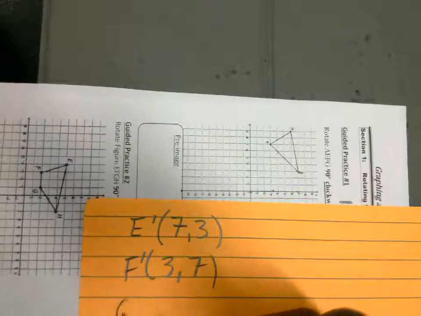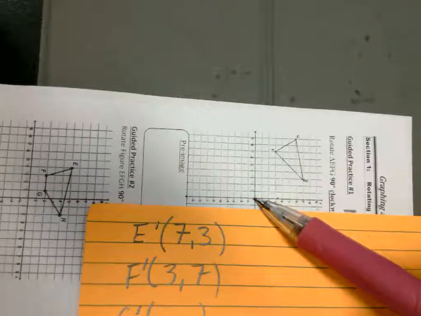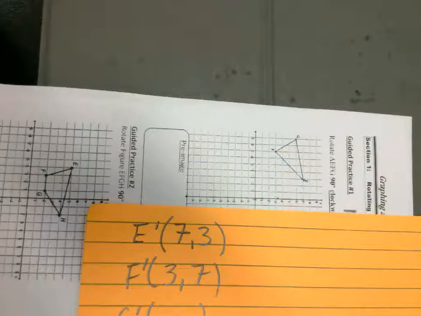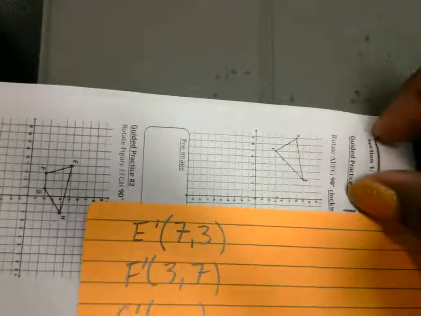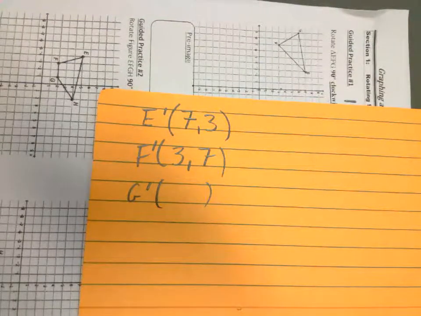G. Write the new ordered pair for G. Start at the origin, move over and up. Come on. Slide the paper up. Come on, Amari. Did you turn your paper? Move your calculator out the way so you can see your paper.